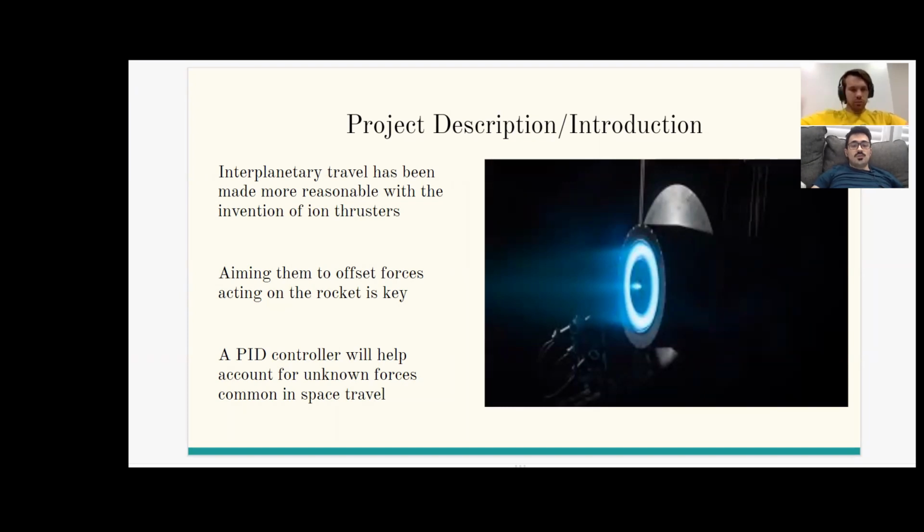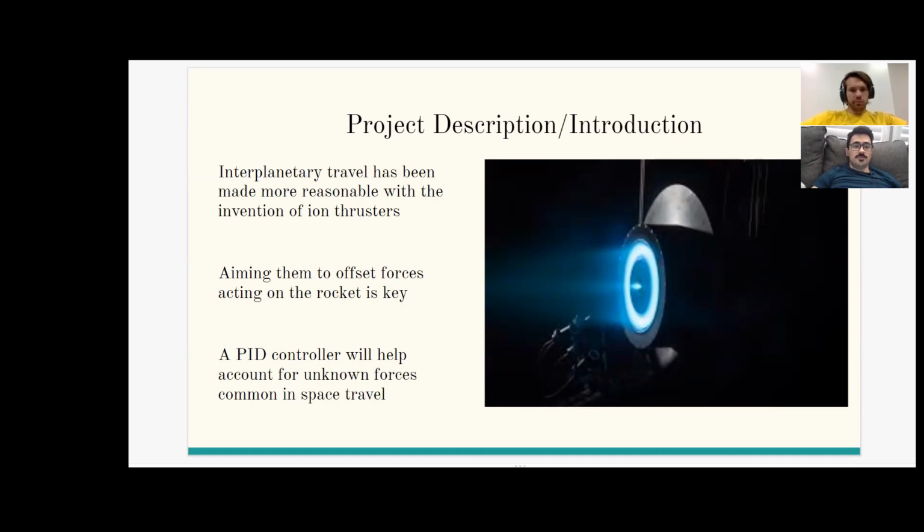Aiming that thruster is one way to offset the forces that act on the rocket. The rocket is experiencing gravitational forces from the planets around it, the sun, as well as asteroids, dark matter, and lots of things that we don't understand as well. Not only do we have forces that are very difficult to calculate, like asteroids and dark matter, but you also have problems with the rocket and just imperfections in the model where we can't perfectly predict the course of the rocket.